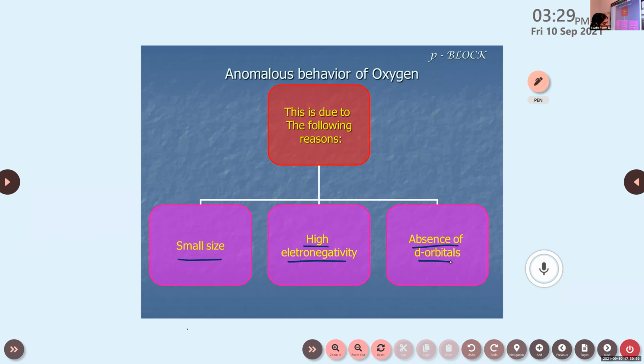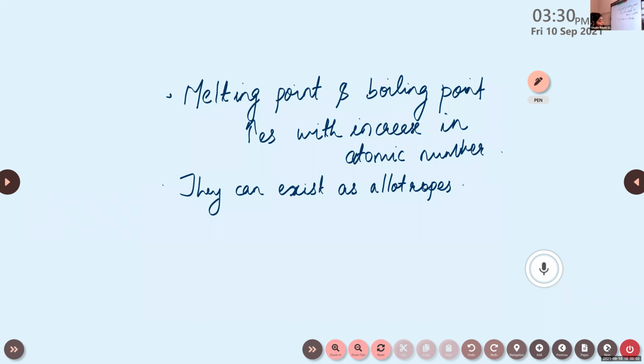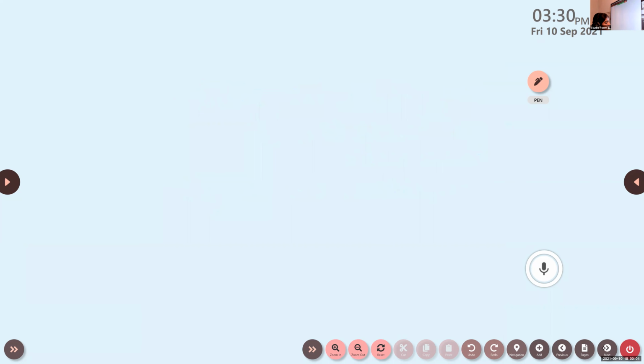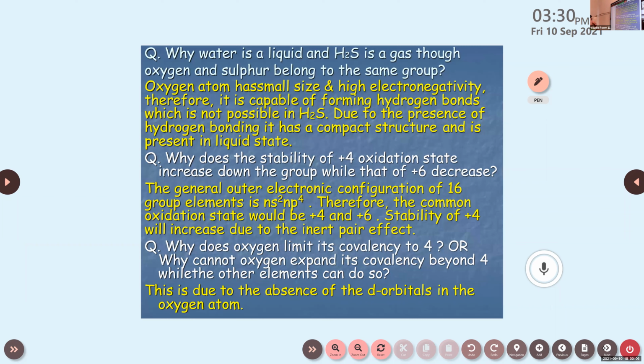Then there are certain questions related to the oxidation state. We can discuss the questions and answers. First one: why is water a liquid and H2S a gas, though oxygen and sulfur belong to the same group? Oxygen and sulfur belong to group 16, but water exists in the form of liquid and H2S remains as gas.